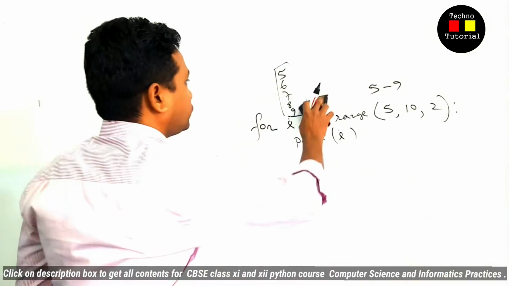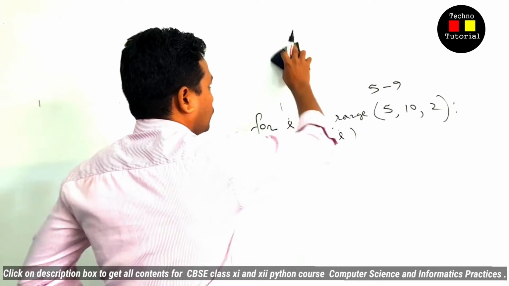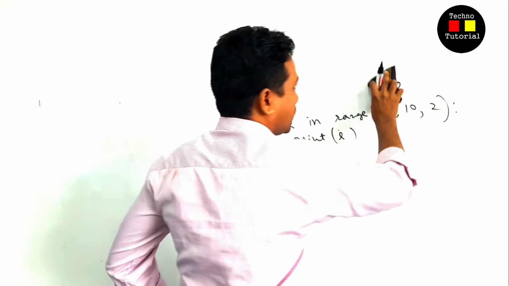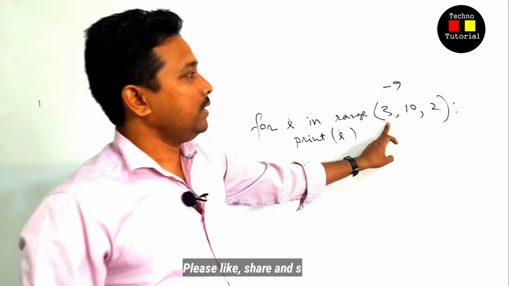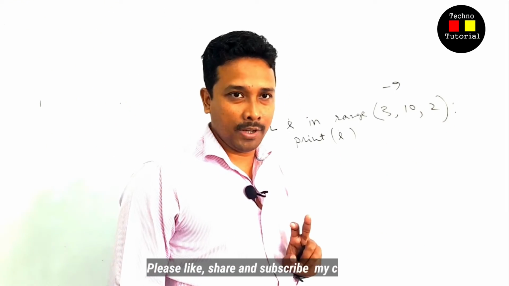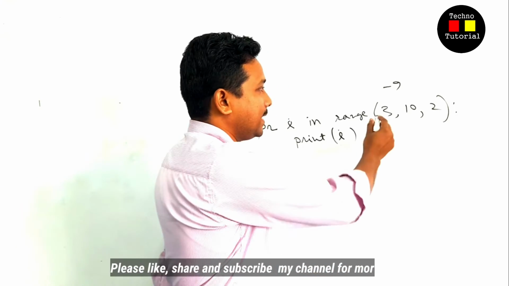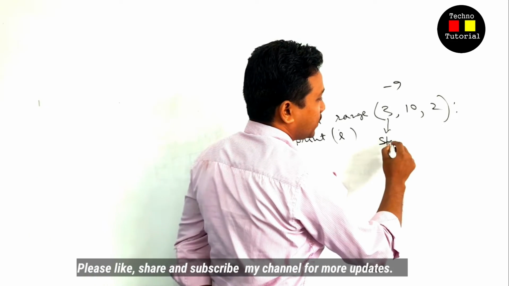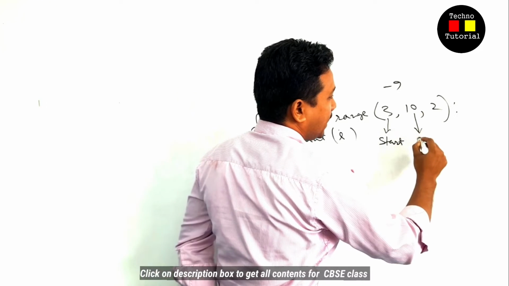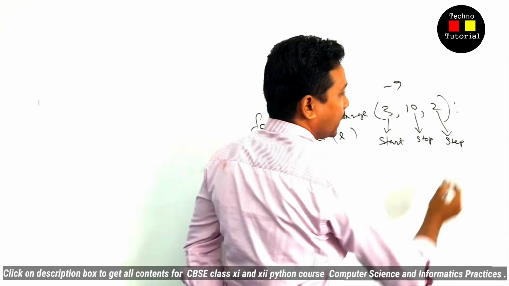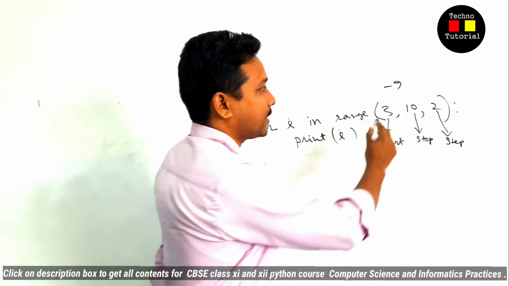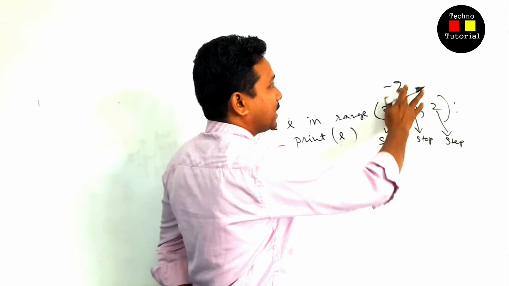Now try to understand what it is going to do. See, initially you have started suppose from 3, and 10 and 2 I have given as the values, right? So as I said, this is the start, and this is the stop, and this is the step. Understood? Start, stop, step. So how is it going to execute?